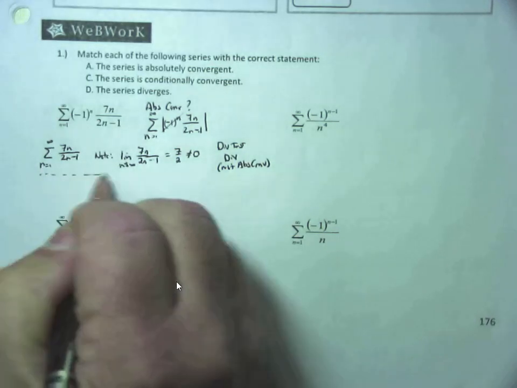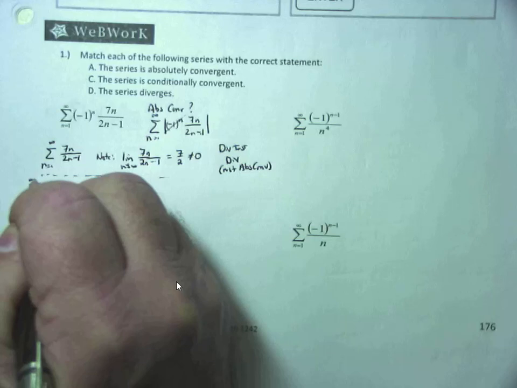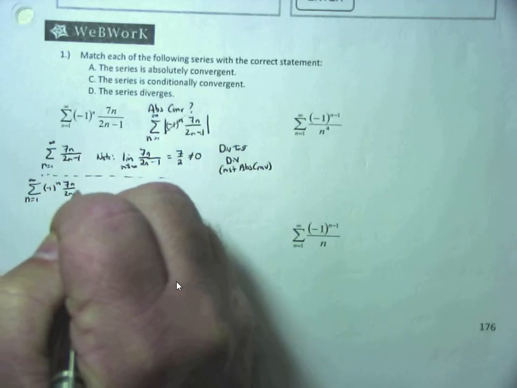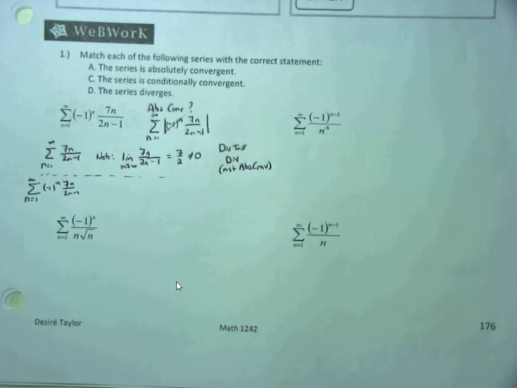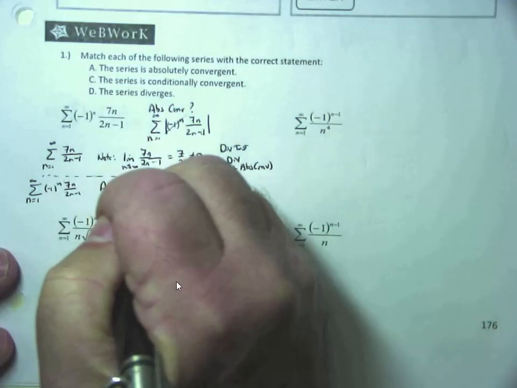So I'm going to draw my little line here. I'm going to put the alternating part back on there. So this is the sum, n goes from 1 to infinity, of (-1)^n times 7n over 2n minus 1. And I'm going to check for conditional convergence. Basically, I'm putting the alternating part back on, and I'm going to check the alternating series test. If the alternating series test says this converges, we will call it conditional convergence. If it says it diverges, well, we just say it diverges and declare victory. So I've got one more test to do, and that is the alternating series test.